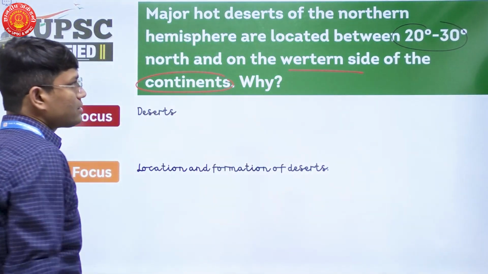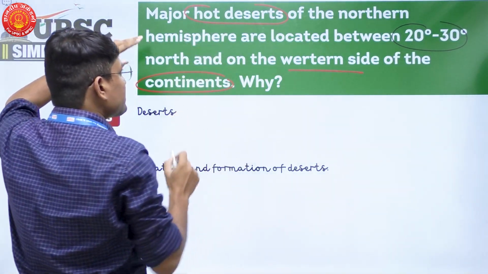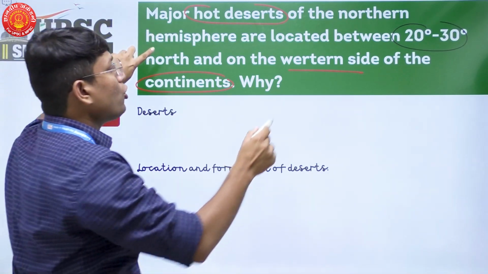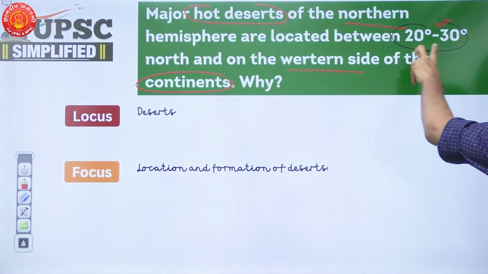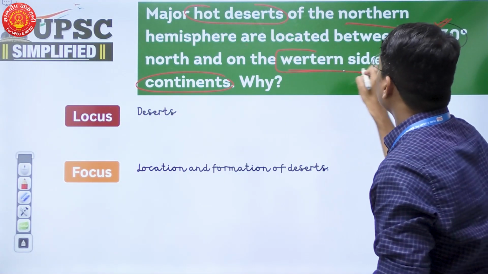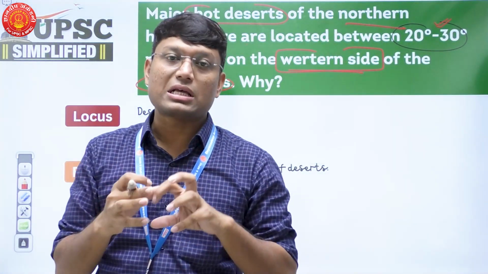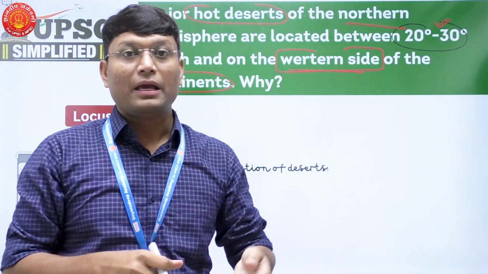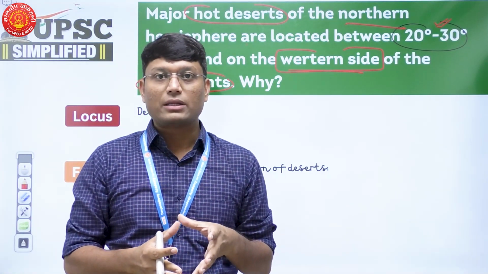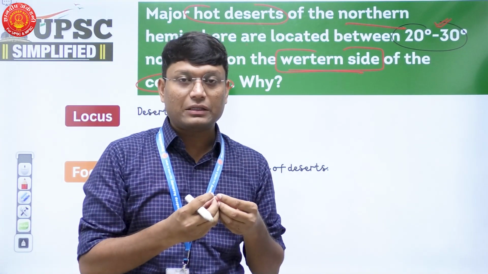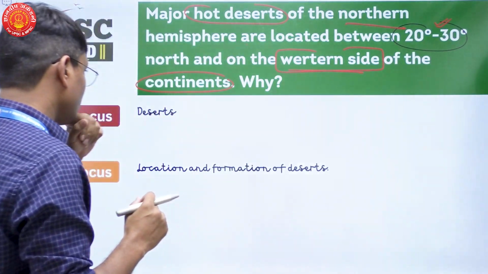So there are two parts in this particular question. If you can see, it is asking about the location of major deserts in the northern hemisphere. So one location is 20 to 30 degree north and another location is western sides of the continent. So directly the question is asking about the desert. Indirectly, if you see, the question is also asking about the formation of the desert. Fine. So there are some implicit things, some hidden things which you always need to find about the given question.